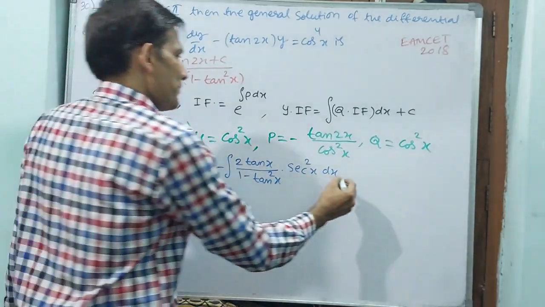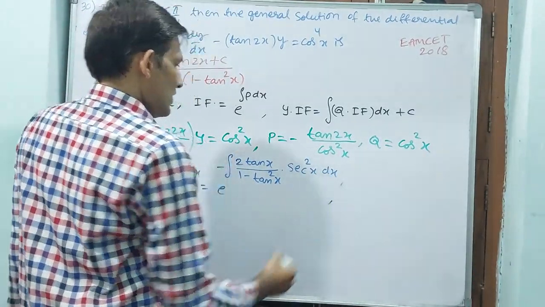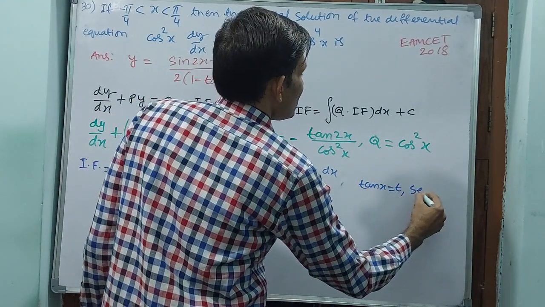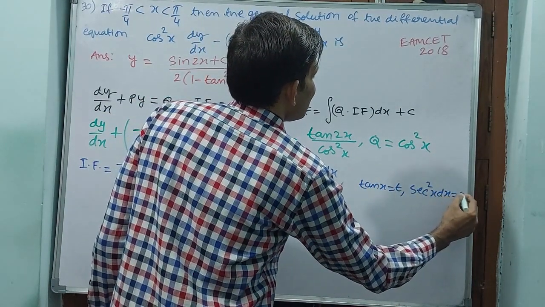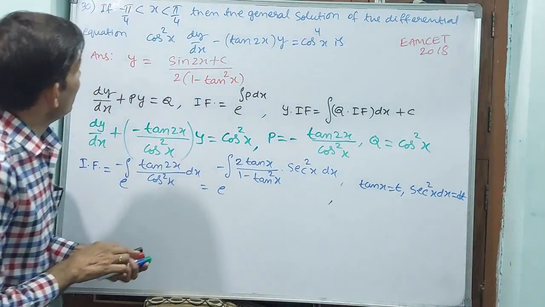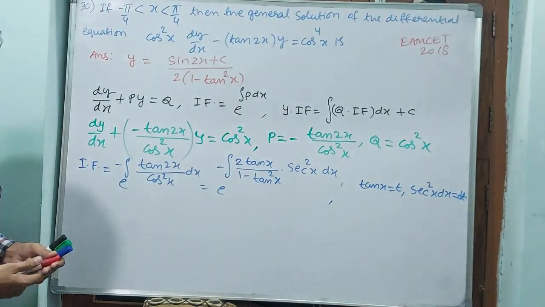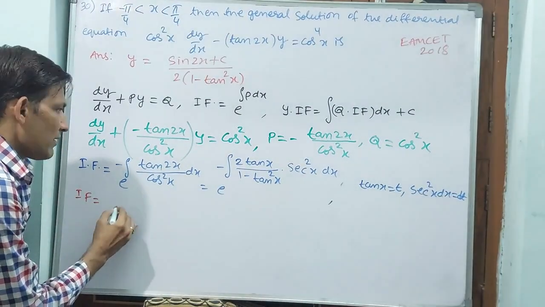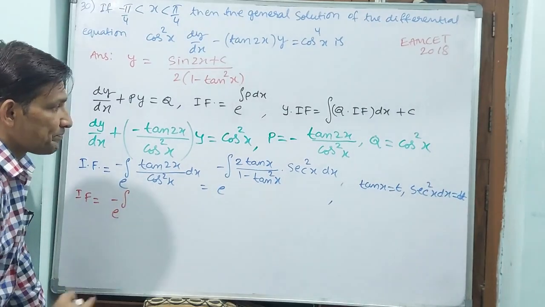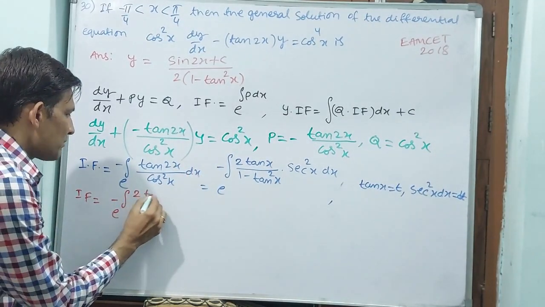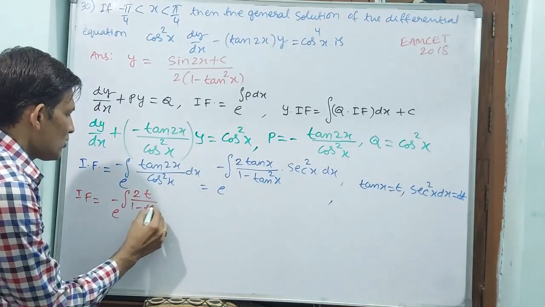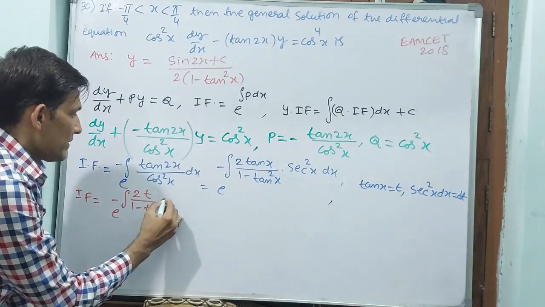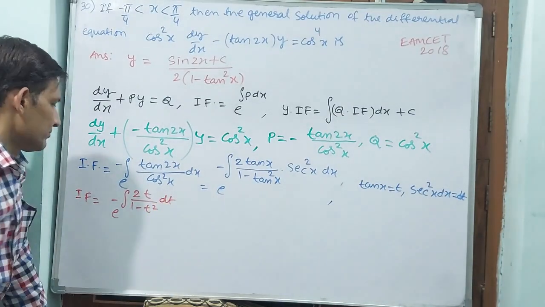Okay. Now you see, I am taking tan x as t. Then secant square x dx is equal to dt. Now come back. The integrating factor is equal to e power minus integral 2t, since 2 tan x means 2t, by 1 minus t square, and secant square x dx means dt.